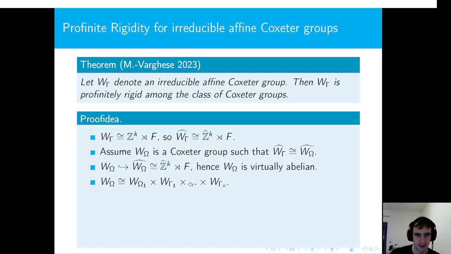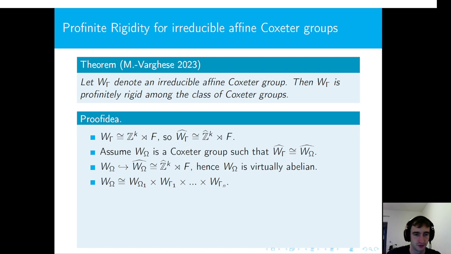And now I know a lot about Coxeter groups. Virtually abelian Coxeter groups have a very nice structure. Namely, they look like a direct product, W omega 1 times W gamma 1 times dot dot dot times W gamma n, where W omega 1 is a finite Coxeter group, and each W gamma i is an irreducible affine Coxeter group. And this really uses a lot of the theory of Coxeter groups. So we're moving closer to W omega being an irreducible affine Coxeter group.